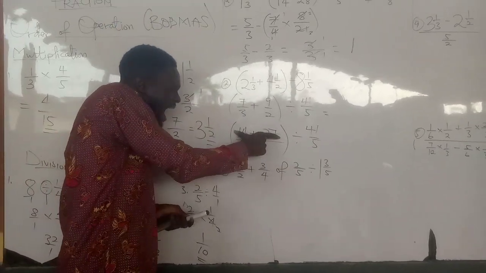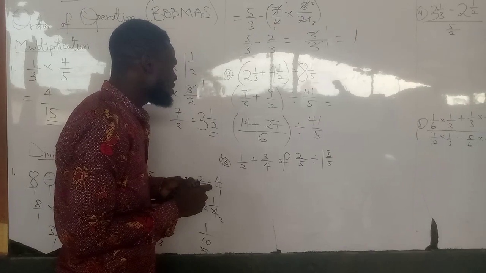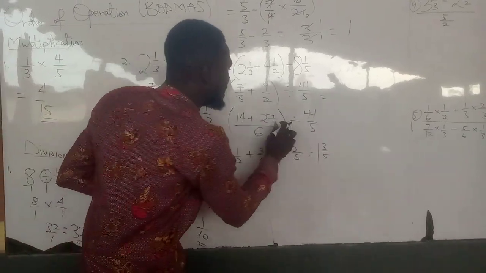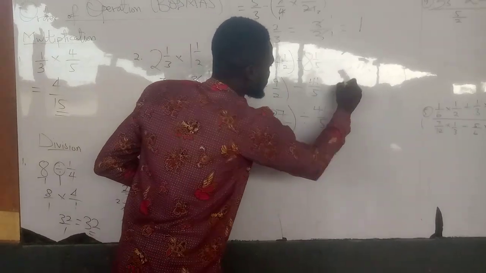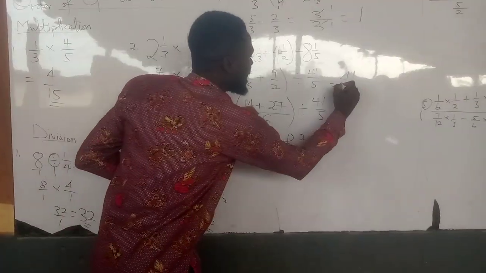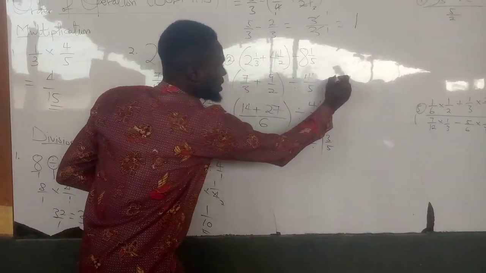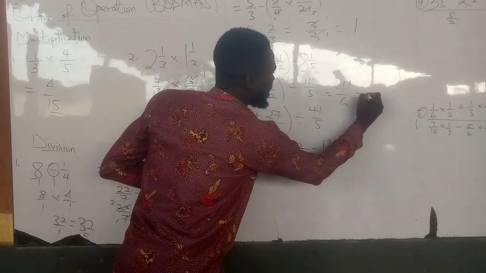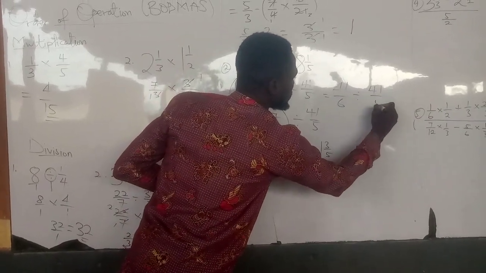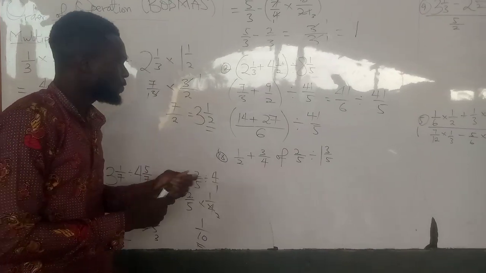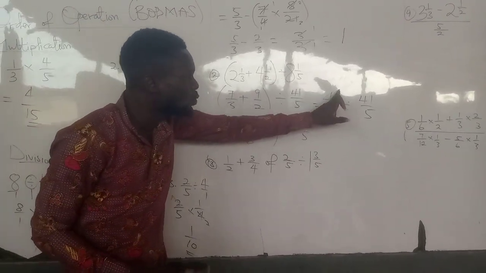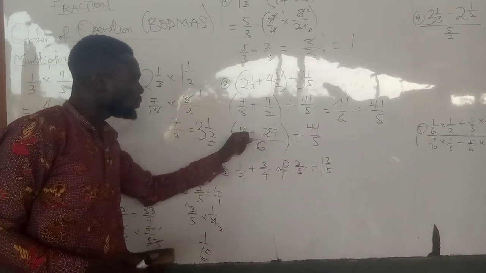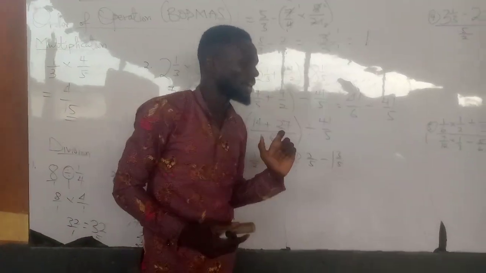So first add the numerators. 14 plus 27 is going to give us 41 divided by 6. So this is what we have in the bracket. Then we have the division sign, 41 over 5. If you add 14 plus 27, 7 plus 4 is 11, so you write 1, you carry 1. 2 plus 1 is 3, plus the remainder, 4, gives 41.